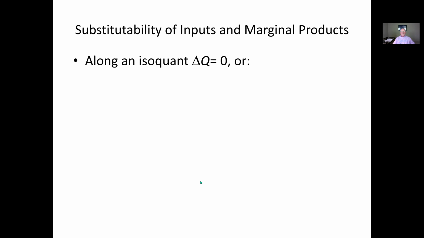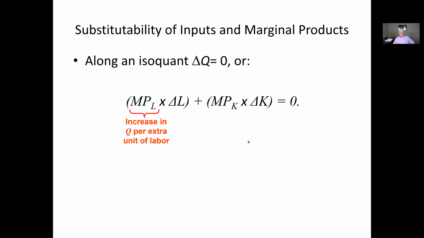Since along the isoquant, delta Q equals 0, we would have the marginal product of labor times the change in labor, which I just did, plus the marginal product of capital times the change in capital, has to equal 0 along the isoquant. So what that means is, since both marginal products are positive, either delta L or delta K has to be negative. If delta L is positive, delta K has to be negative. If delta L is negative, delta K would have to be positive.